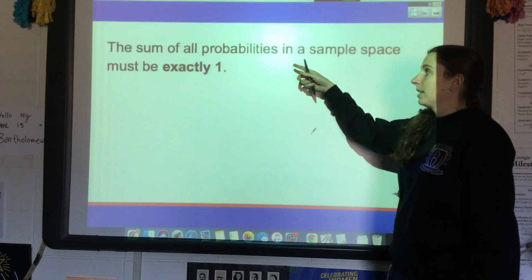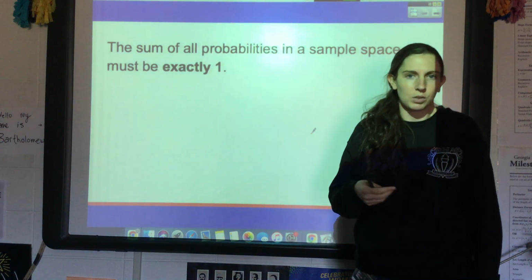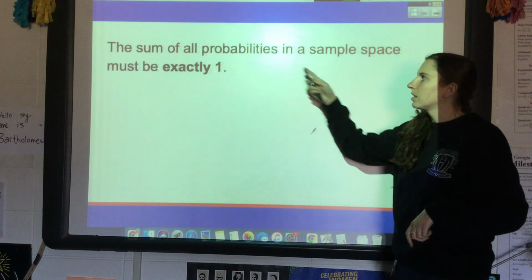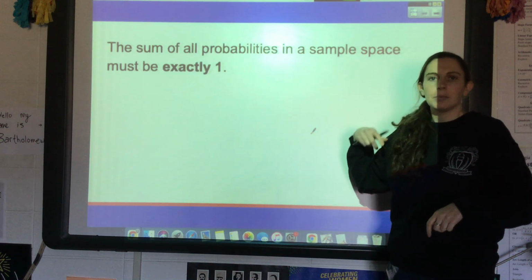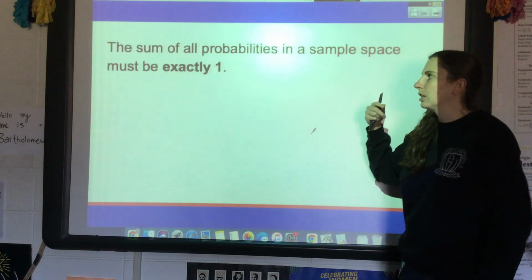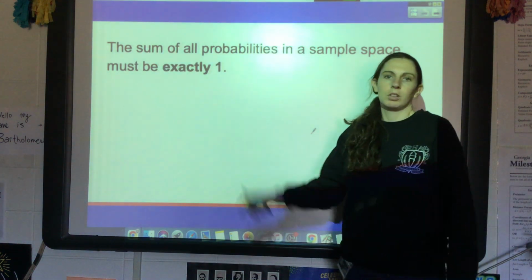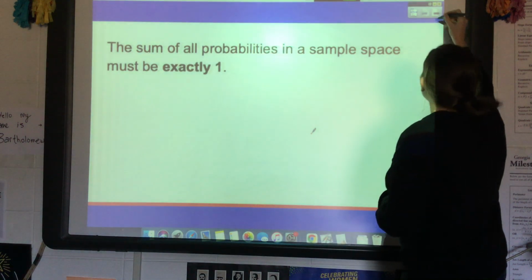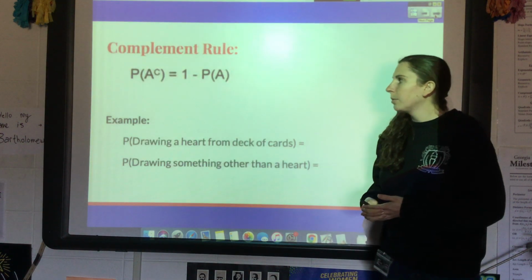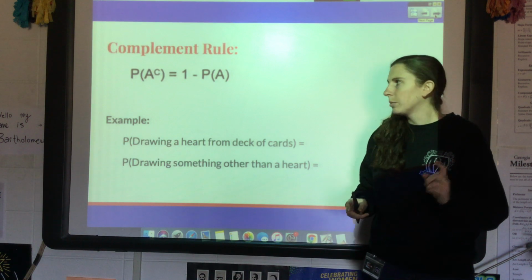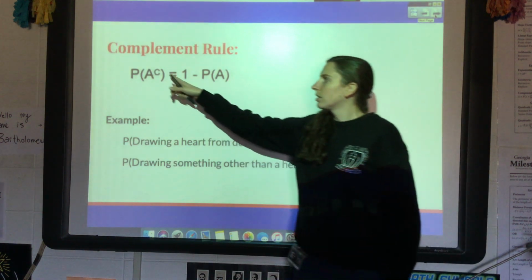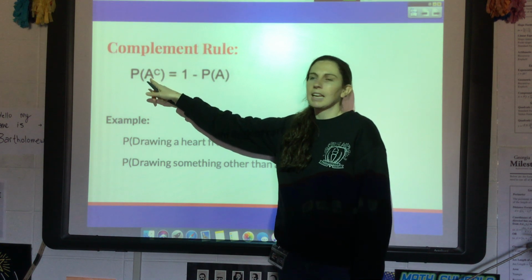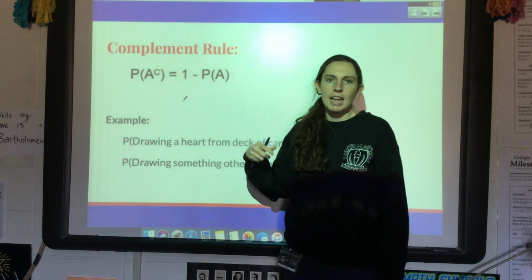Keep in mind, probability is just the chance that something's going to happen. So how many options you have out of the total, and the sum of all the probabilities in a sample space, which is all the possible options, has to be exactly 1 or 100%. Everything has to add up to 100%. With that in mind, here is the complement rule, which is very much common sense. Remember that this little c means the complement of set A, which basically means everything that's not in A.